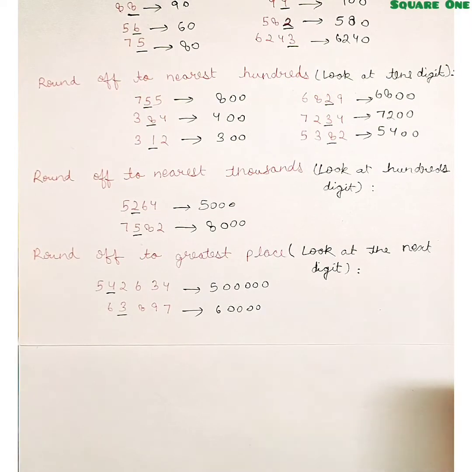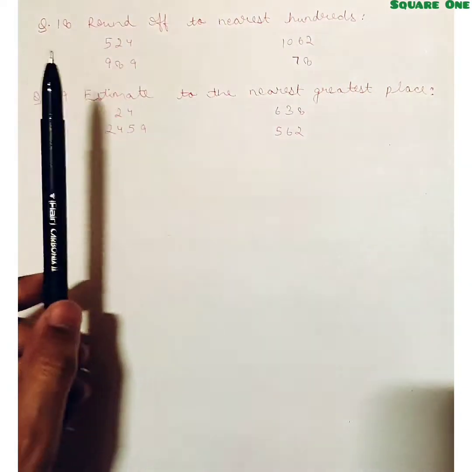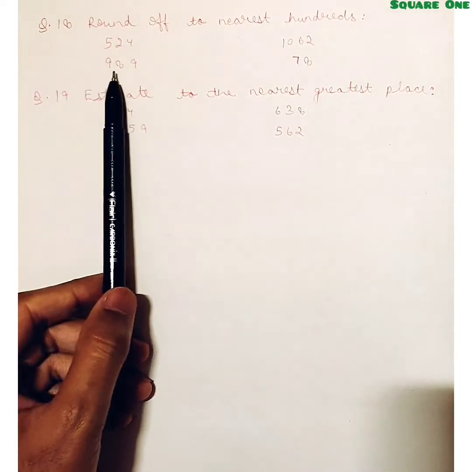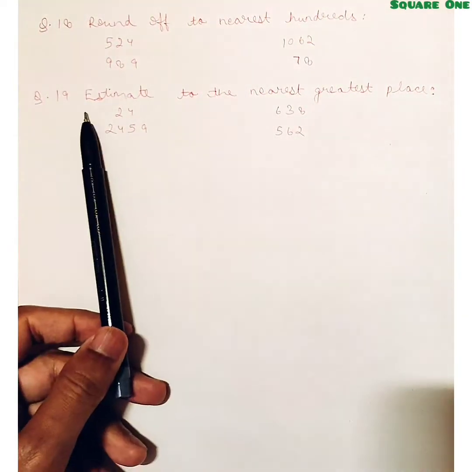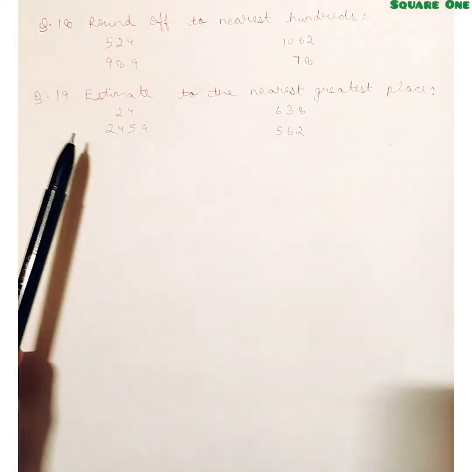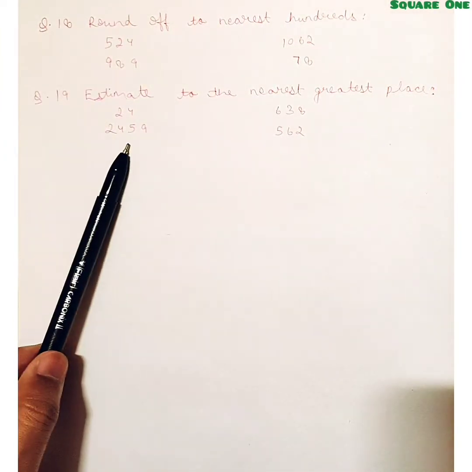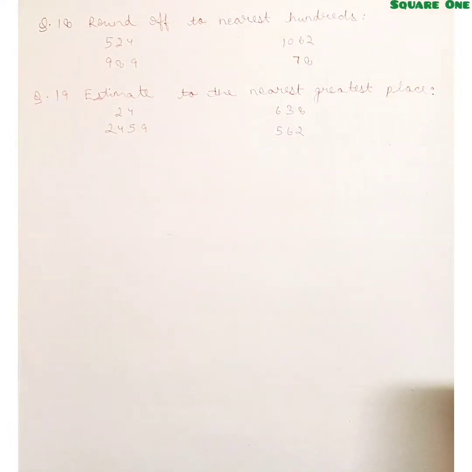Okay. Now here I have given you a couple of questions to practice. Round off to nearest hundreds. The numbers are 524, 989, 1062 and 78. The next question says estimate to the nearest greatest place. Estimate and rounding off are same. Questions are 24, 2459, 638 and 562. Try them on your own. Solutions will be given in the next video.